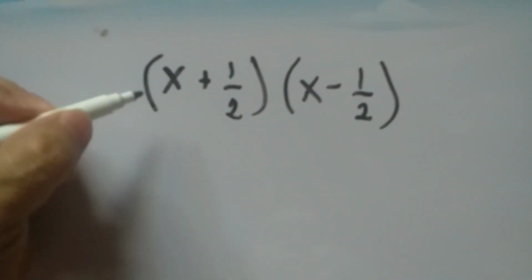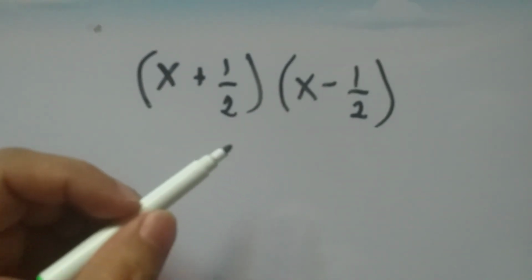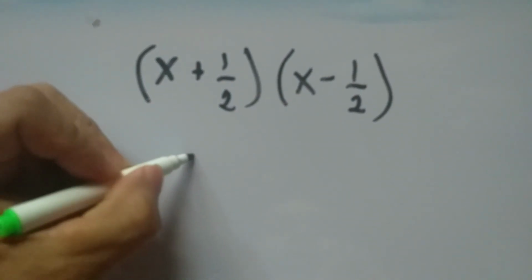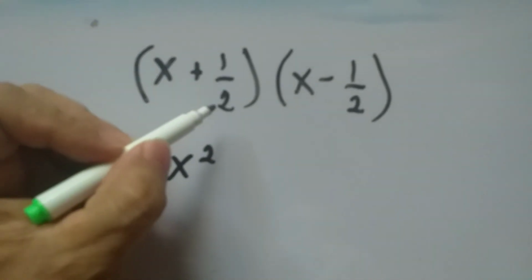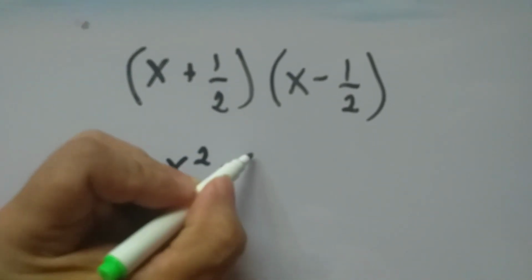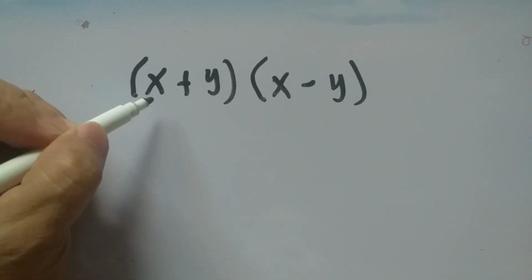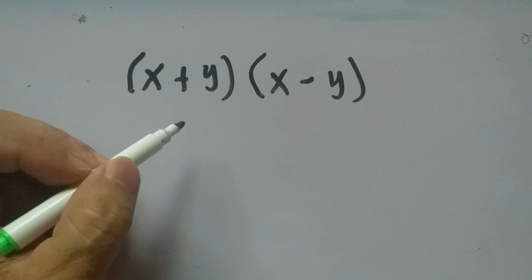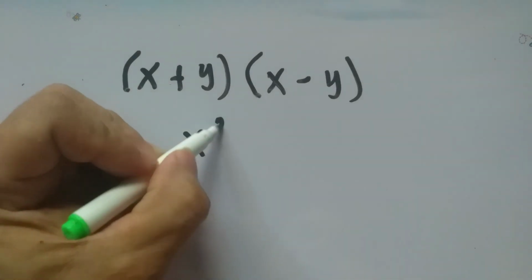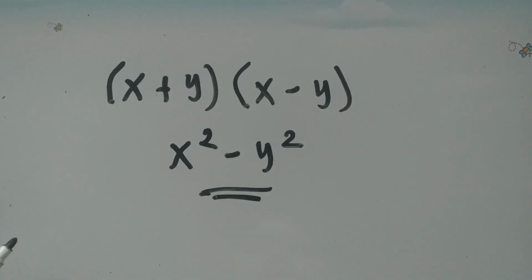Let's have another given. We have the quantity x plus 1/2 times the quantity x minus 1/2. So get the product of the first terms. x times x is x squared. Then the product of the second terms, 1/2 times negative 1/2 is negative 1/4. Then we have this given, quantity x plus y times the quantity x minus y. So what is the product? We have x squared minus y squared. So that is the product.